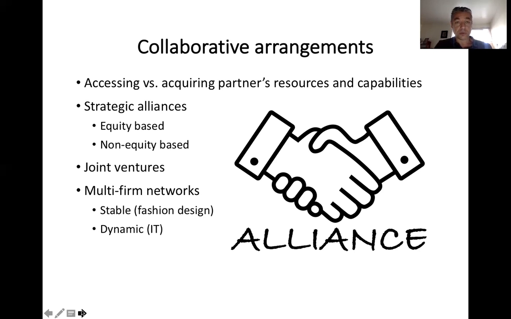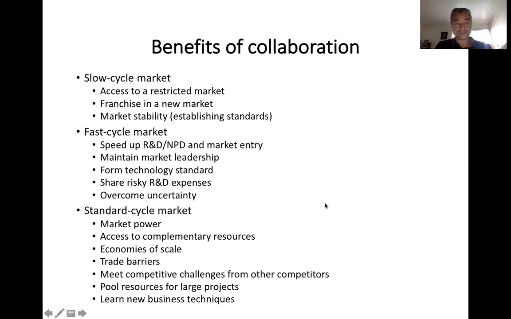So these networks come in two basic forms. It could be stable or dynamic. With stable ones, you work with the same partners all the time, and this is very common for the fashion design industry in Italy. The dynamic network, this is where your partners shift as your needs shift, and that is very common for industries like information technology. And this collaboration provides multiple benefits to all the parties.